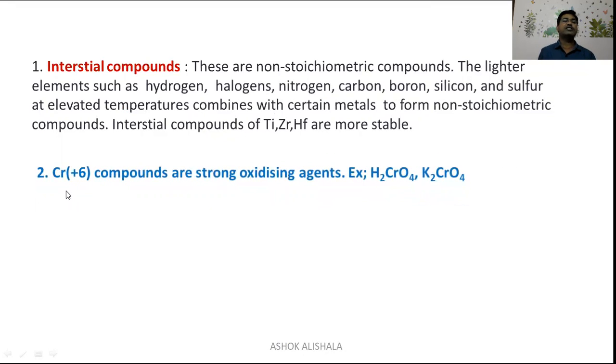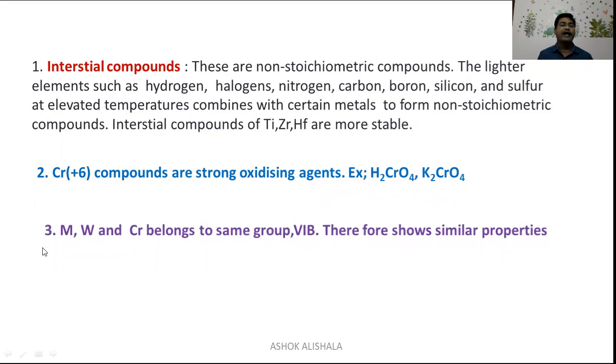The second statement is wrong. Why? Because chromium plus 3 is not a strong oxidizing agent. The strong oxidizing one is chromium plus 6. If you take potassium chromate or chromic acid, these are strong oxidizing agents. And the third one is molybdenum. The statement says molybdenum and wolfram differ in their properties, but molybdenum, wolfram and chromium belong to the same group, that is, the sixth group, so they show similar properties.